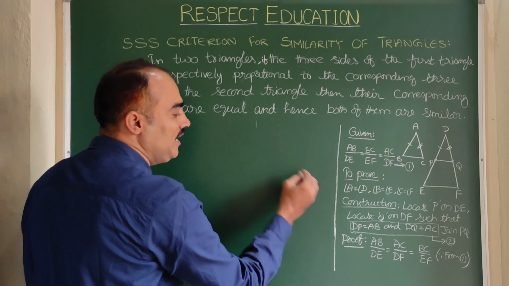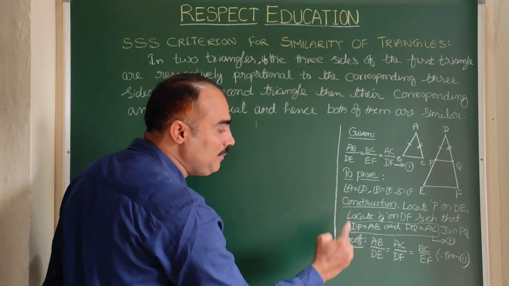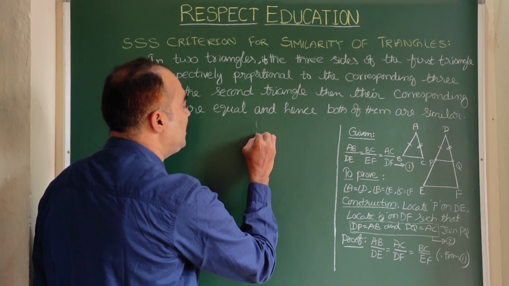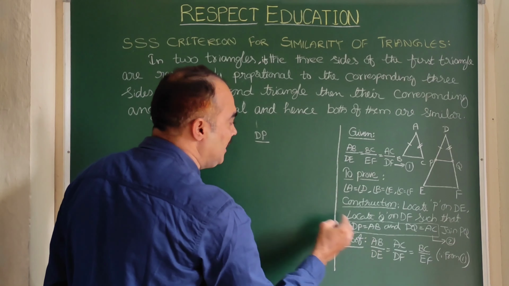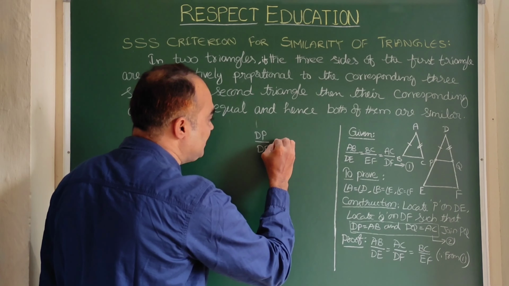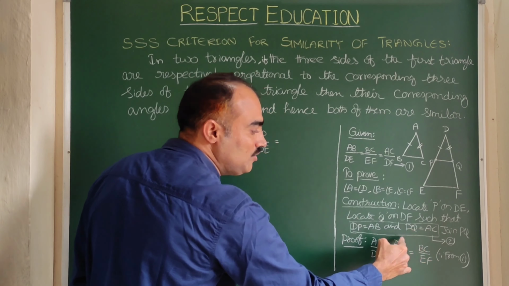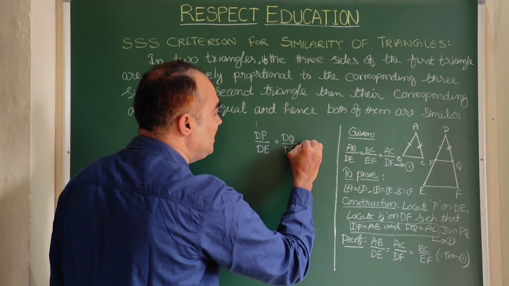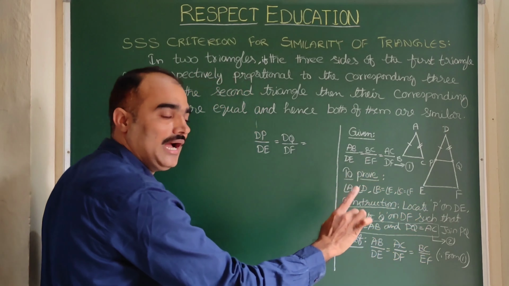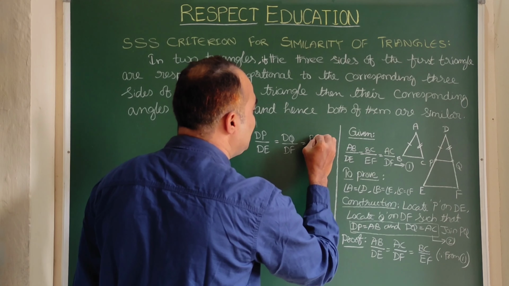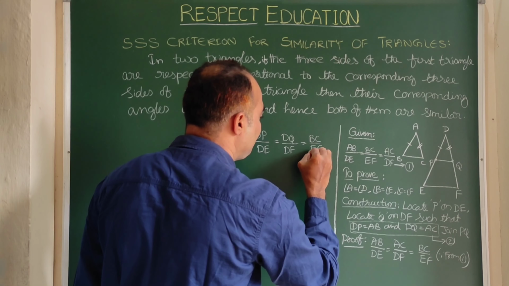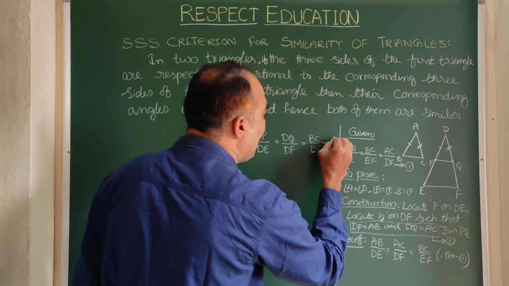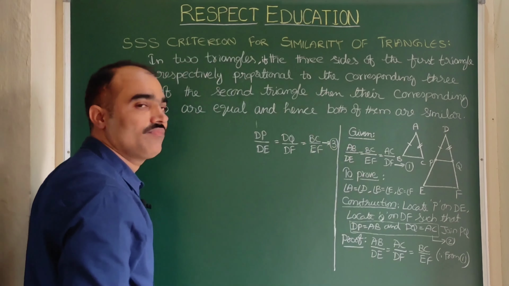So here, in place of AB we can write DP, because AB and DP are both equal. So here it is DP by DE, and as DE is equal to AC, again replace it with DQ. So DQ by DF is equal to BC by EF. I maintain the same, BC by EF, as it is. Let us take these as equation numbers 1, 2 and 3.